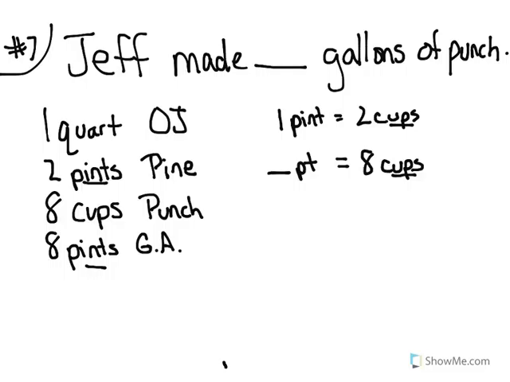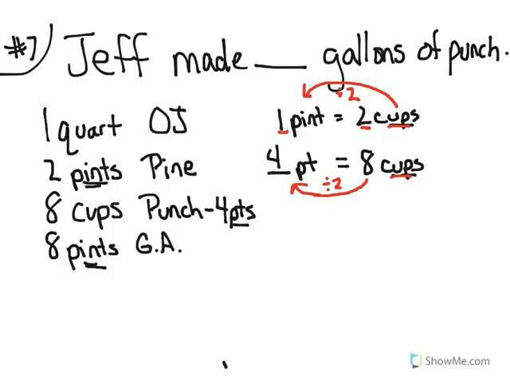If I am starting with cups, that's what I have, and I'm going to pints. The way I go from 2 to 1 is I divide by 2. So that means I need to divide 8 by 2 to get my pints here. And then I would find out that I have 4 pints of punch. So now I have 4 pints of punch.